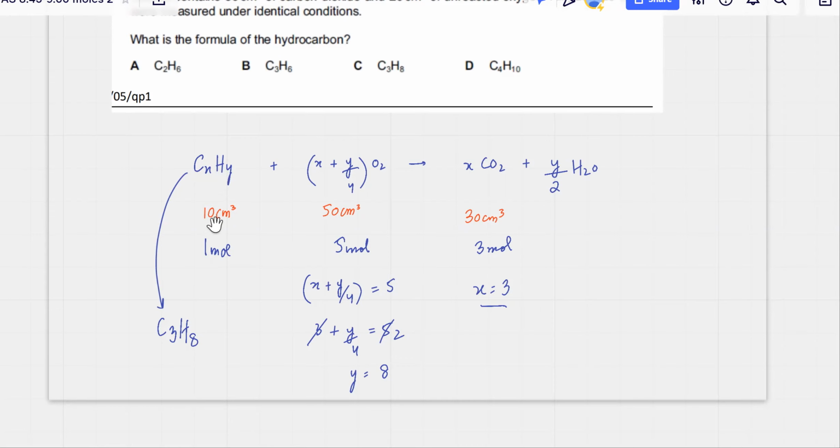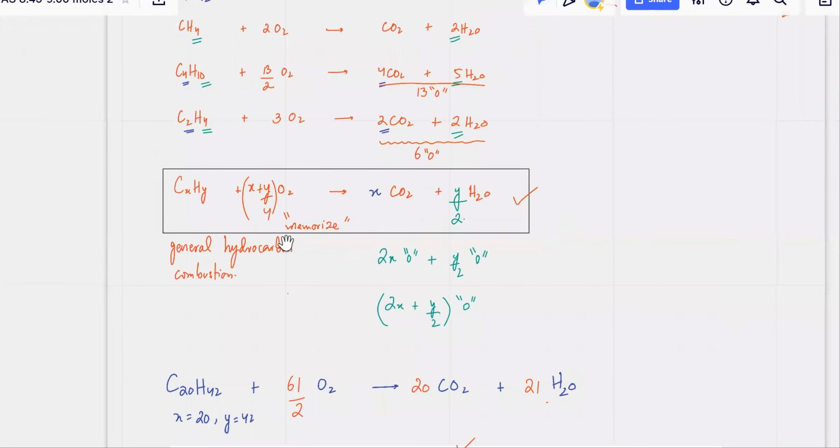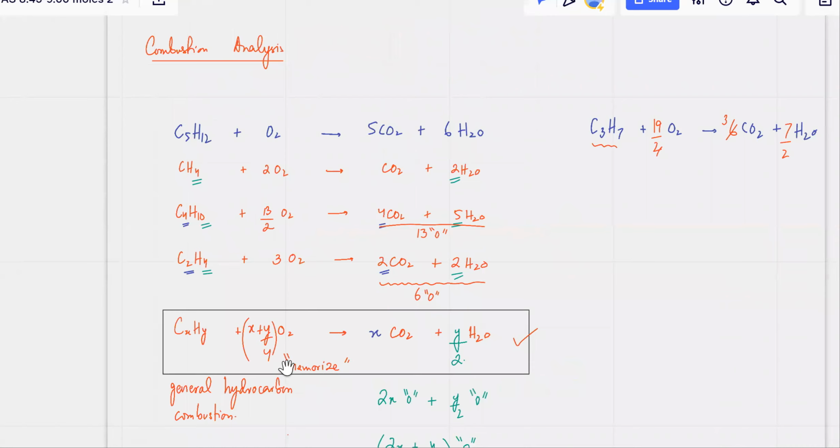So basically, we're trying to find the moles of the other reactant, right? The mole ratio of the other reactant. Yes, did you attend yesterday's class? No sir, I missed yesterday's class.